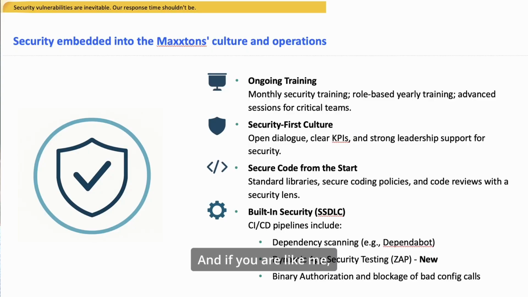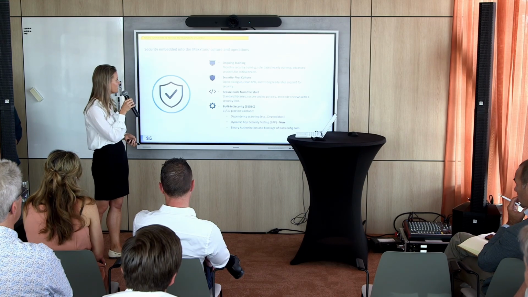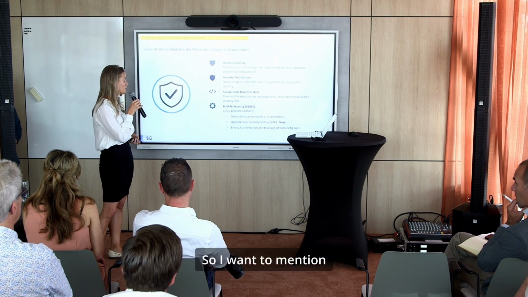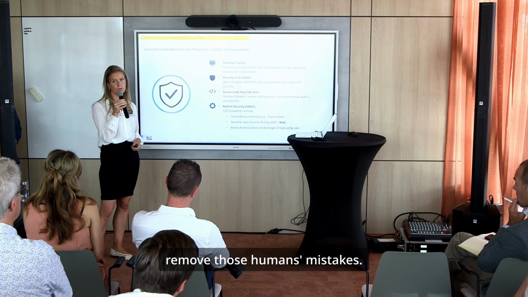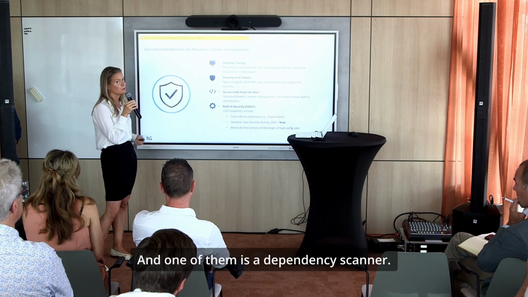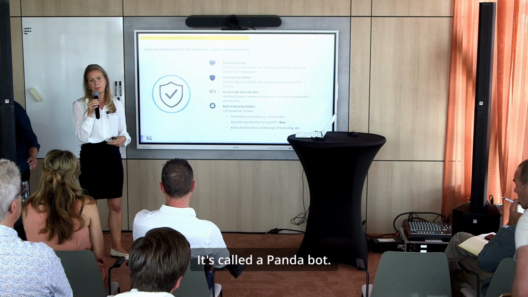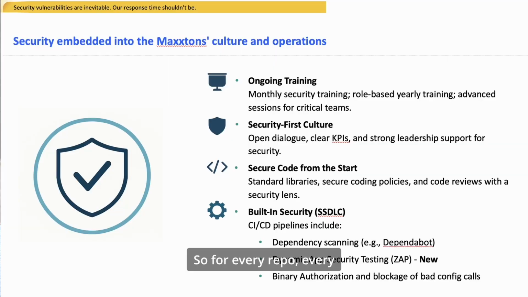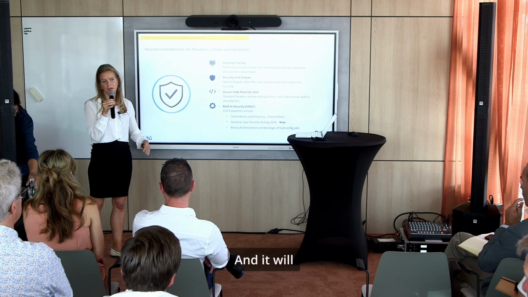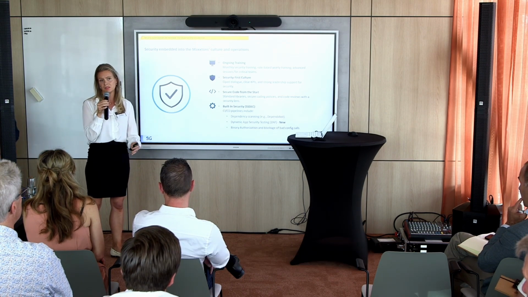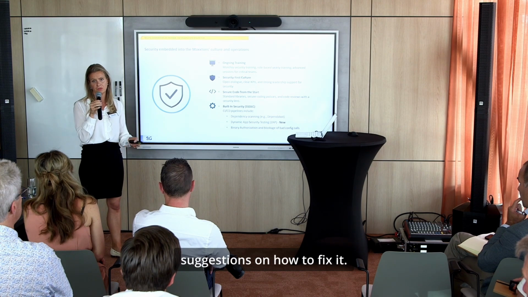And if you are like me, and most probably are, you don't trust humans fully, because we all make mistakes. So I want to mention a few technical things we do in the pipeline to remove those human mistakes. One of them is a dependency scanner. It's called the PandaBot. For every repo, every code piece we have in Maxxton, we have a bot which looks for vulnerabilities, and it will automatically create a pull request to each team with suggestions on how to fix it.